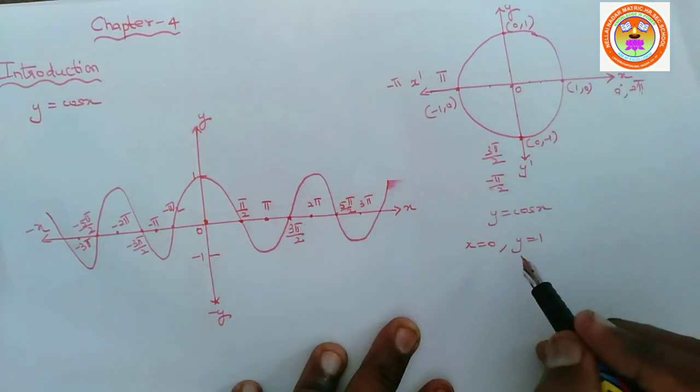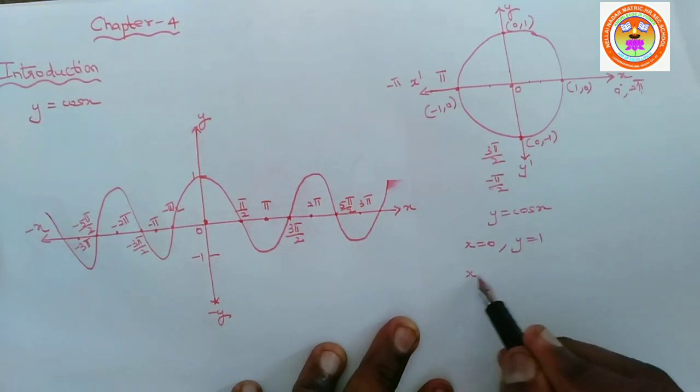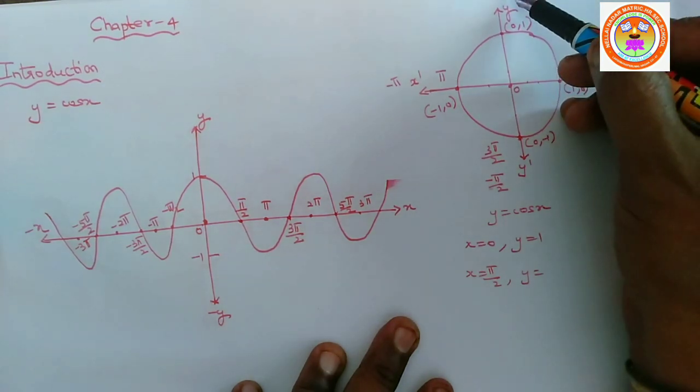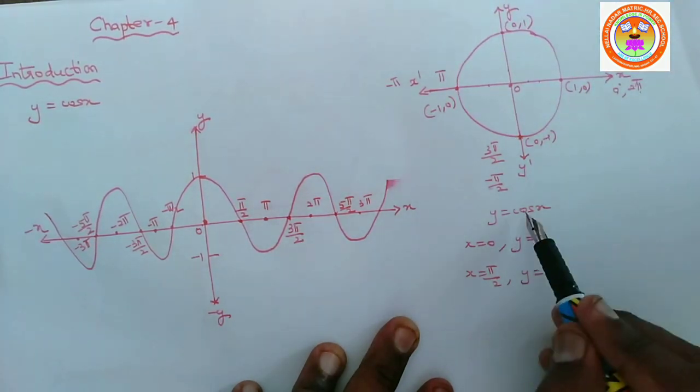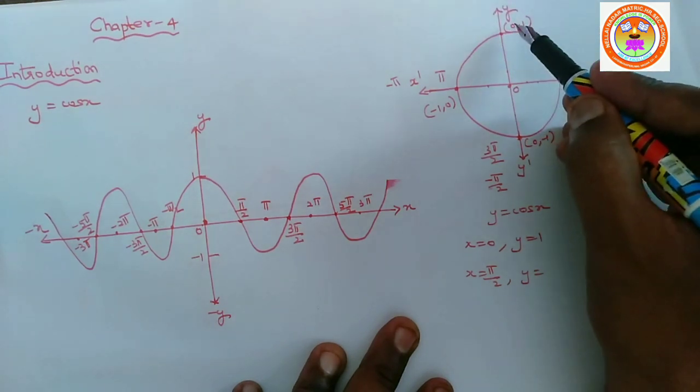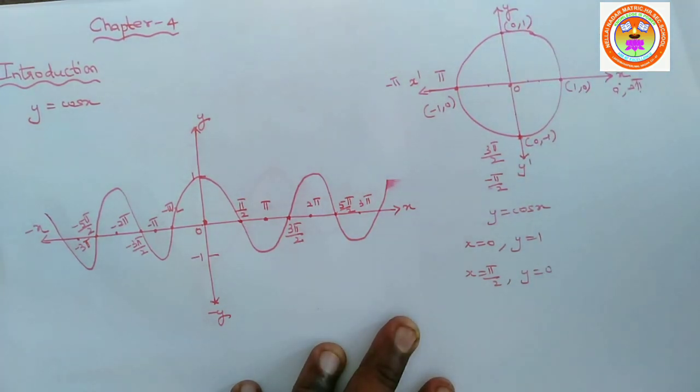After applying x is equal to 0, I am going to apply x is equal to pi by 2. Y is equal to, where is pi by 2 angle present here? Cos pi by 2. This angle, no. Angle cos pi by 2. This is cos, this is sin. Cos pi by 2 is 0.